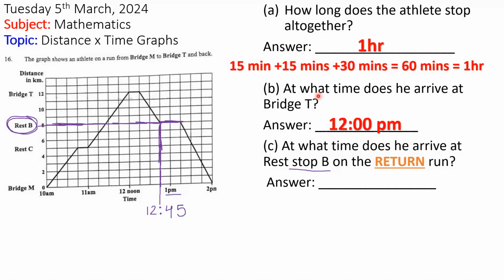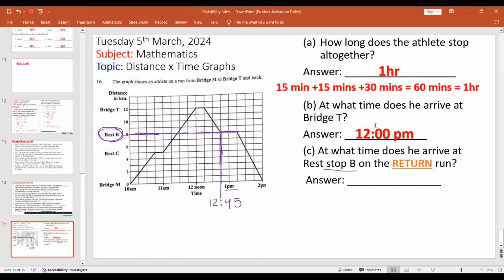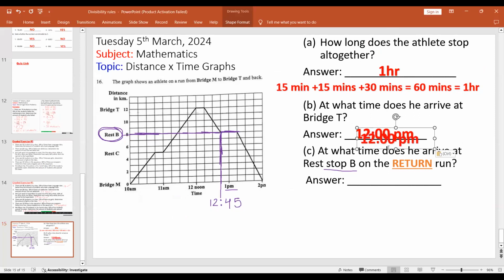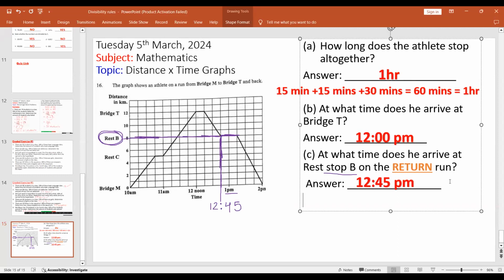By the way, make sure you have the graph drawn so that you can look at the graphic on your own when we finish class. All right. So the answer is 12:45 p.m. So we're going to put 12:45 p.m. That's the time that he arrived at rest stop B.